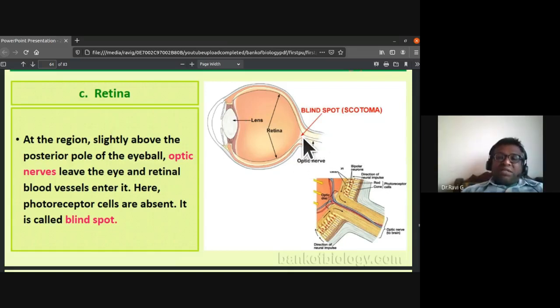So at this point, where the optic nerve leaves the eye and retinal blood vessels enter it, the photoreceptor cells are absent, and we call this the blind spot, also called scotoma.